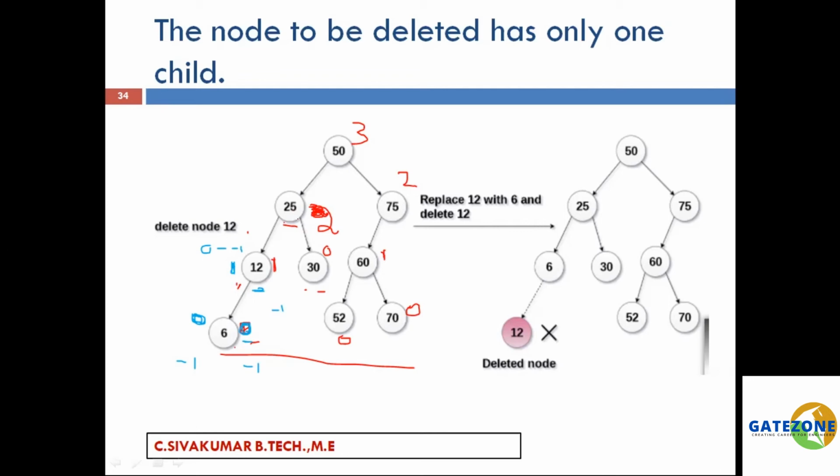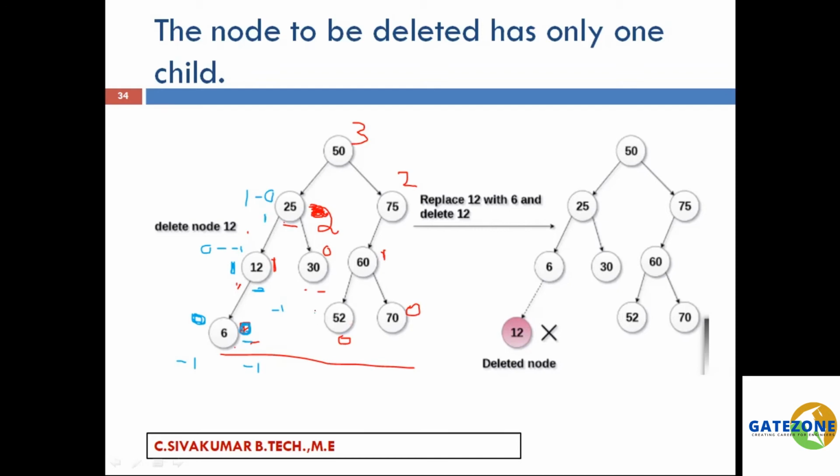இப்ப 25 க்கு நம்ம கால்குலேட் பண்ணோம்னா what is the எது எடுத்துக்கணும்? Height of 12 உம் height of 13 எடுத்துக்கணும். What is the height of 12? 1. What is the height of right subtree? 0. That is 30 oda height. 30 oda height is 0. So 1 minus 0 is going to be 1. Okay. So what about 52?